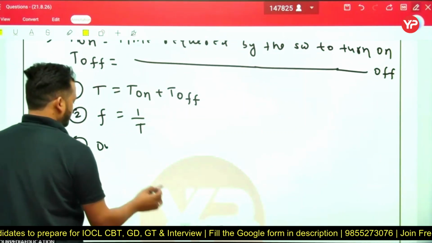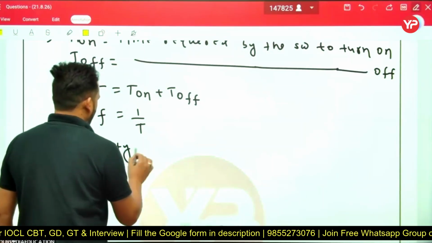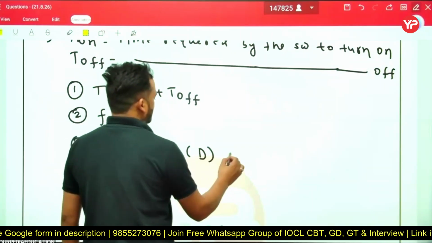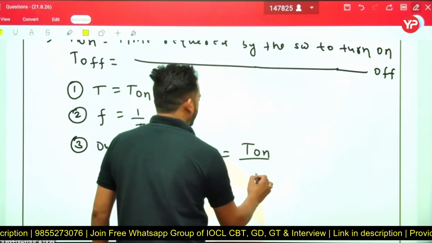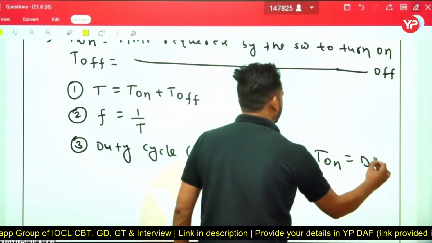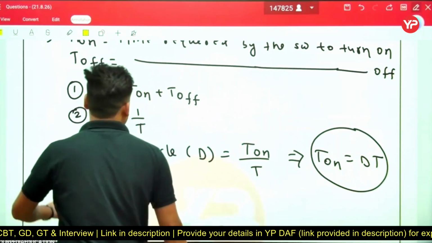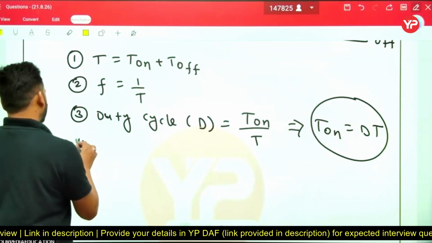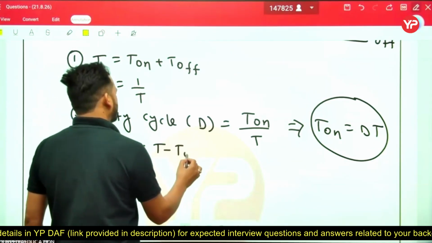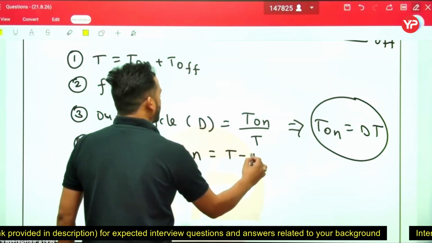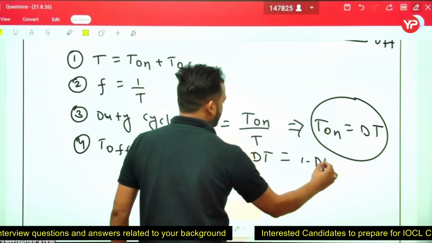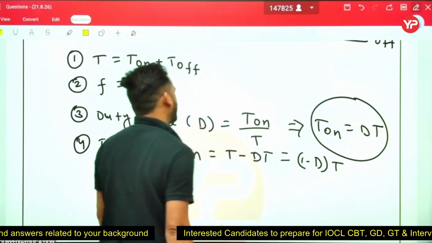And duty cycle D or alpha equals T on over T. Or we write T on in terms of duty cycle as D times T. Next, T off in terms of duty cycle: total time minus T on equals total time minus D into T, equals 1 minus D into T.